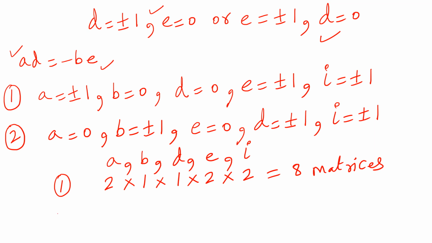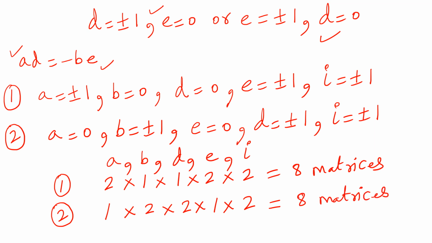Right? Now similarly, we can find the total number of matrices of type 2. Here, the value of A can be allotted in one way. The value of B can be allotted in two ways. The value of D can be allotted in two ways. The value of E can be allotted in one way. And the value of I can be allotted in two ways. So that means again we get 8 matrices. So that means total we have 8 plus 8 or 16 possible matrices Q, right? Now students, clearly the option C is the correct answer.